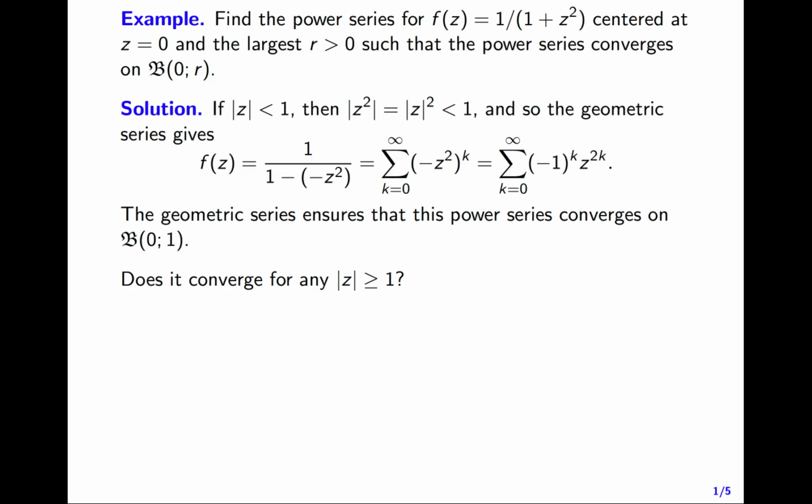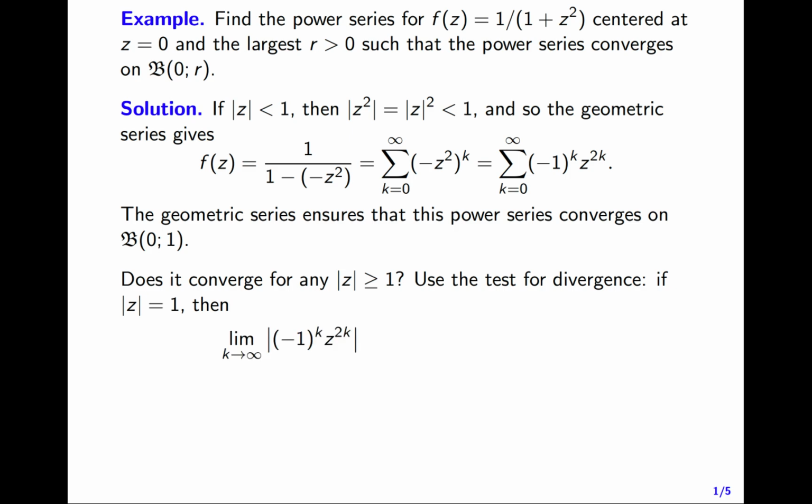Now, what happens if the modulus of z is greater than or equal to 1? We'll use the good old test for divergence. We begin by looking at the case when the modulus of z is exactly equal to 1. And then we have the following. The limit as k goes to infinity of the modulus of minus 1 to the k times z to the 2k is the limit as k goes to infinity of the modulus of z raised to the power 2k. And that's the limit as k goes to infinity of 1, which of course is not 0. And so by the test for divergence, the series cannot converge when the modulus of z is equal to 1.